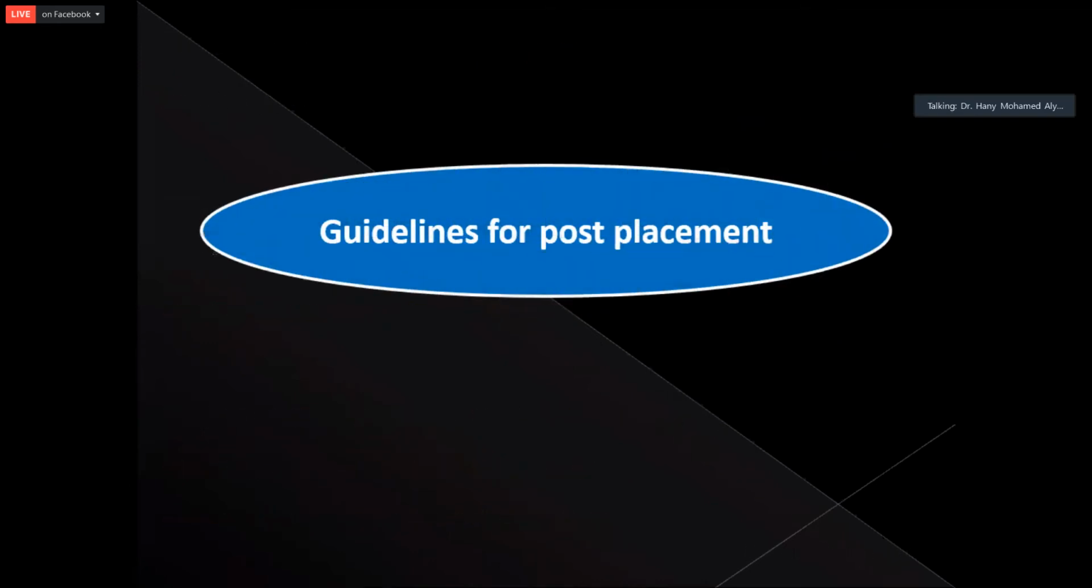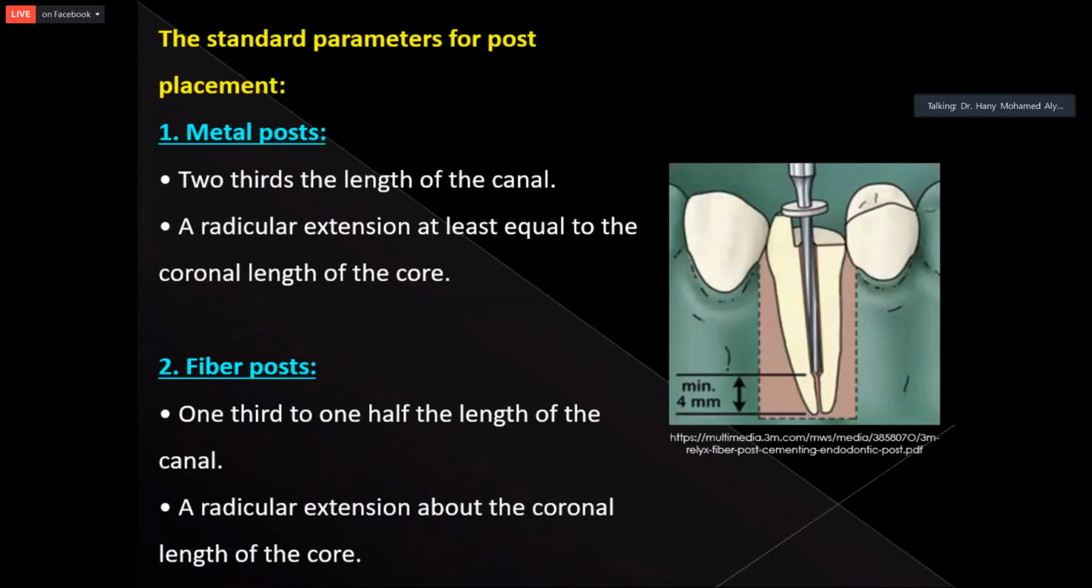Okay, so guidelines for post placement just for metal and fiber post. For metal post, usually we should have 2/3 of the length of the canal. However, for the fiber post, 1/3 to 1/2 of the length of the canal is sufficient, because there is some sort of bonding with the resin cement. That's why the length can be slightly less.